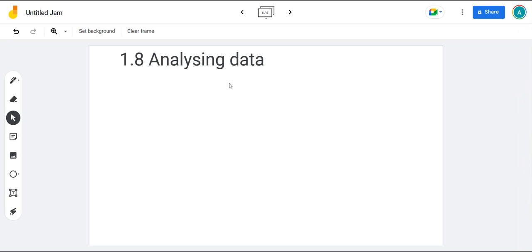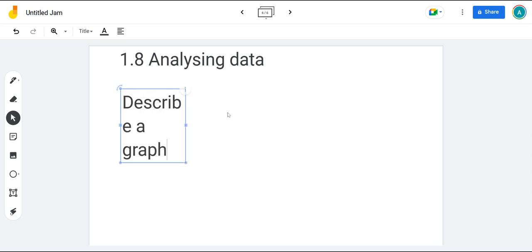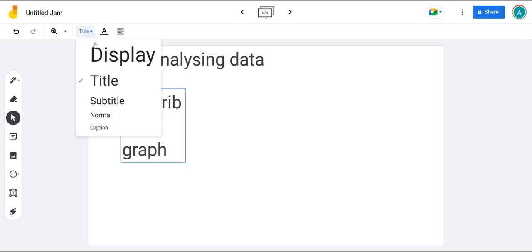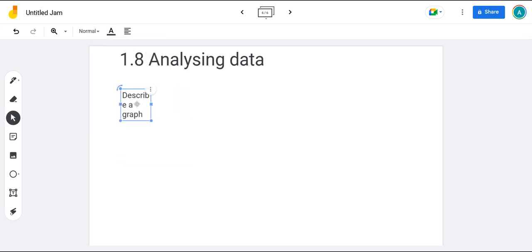So first of all, when they ask you to describe a graph, let's think about the things that we're going to include in our answer to describe a graph. Okay, so the first thing is, let's draw a little graph so we can imagine what kind of thing we might be looking at.